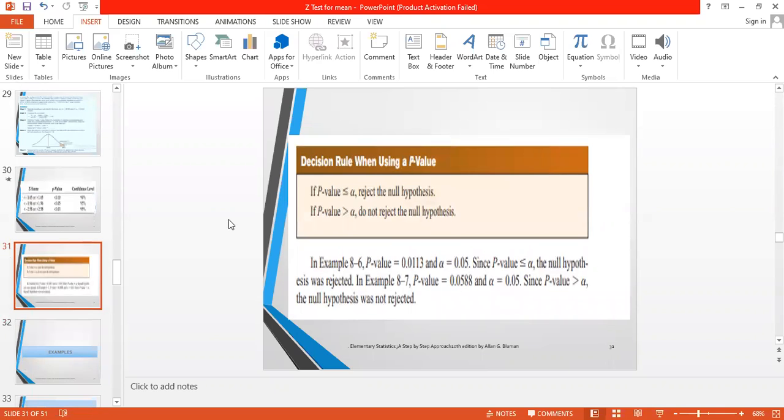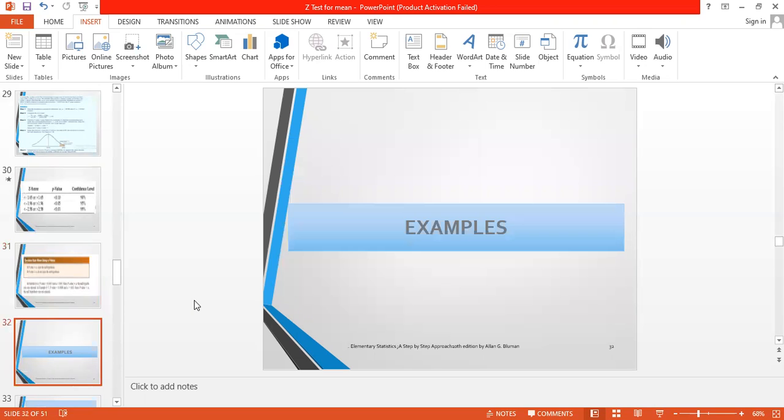How do we use a p-value? If the p-value is smaller than alpha, we reject the null hypothesis. If the p-value is greater than alpha, we do not reject the null hypothesis. So in our example, the p-value is less than 0.05, so the null hypothesis was rejected. But otherwise, if the p-value is greater than 0.05, we cannot reject our null hypothesis.